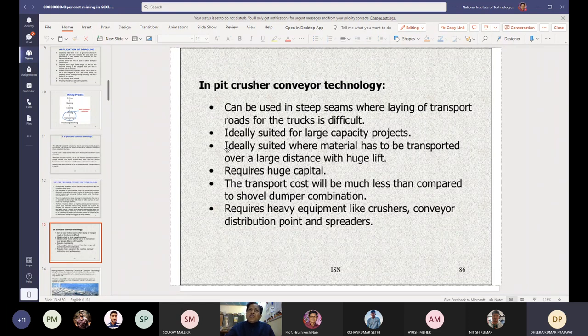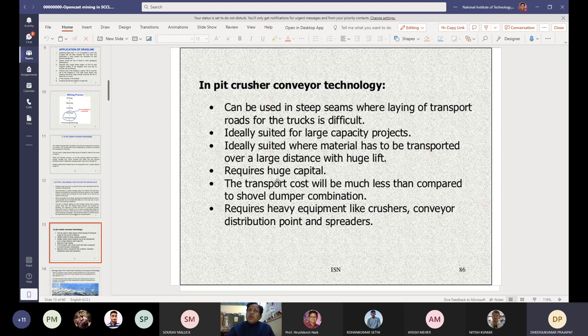Also, the in-pit crushing conveying technology is suitable where material has to be transported over a large distance with huge lift. This is the advantage of this technology. The material can be transported for a longer distance with the help of the belt conveyor system, and also with huge lift. Lift means gradient, inclination. The belt inclination of the belt conveyor can go up to 45 degrees. Even beyond 45 degrees, you can transport the material with some special types of belt conveyor systems. Okay, so this is the methodology of in-pit crushing and conveying technology.